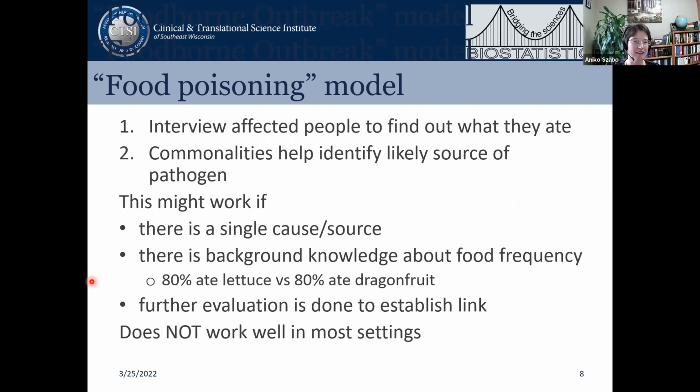But this model, I think, is what investigators are expecting when they say, well, I'll just look at cases. They think that they look at it and then suddenly there will be an aha moment where they see, oh, all of them share this feature, that must be a major risk factor. And if there's actually some really major risk factor, maybe it will work. But in general, it does not work well in most settings.